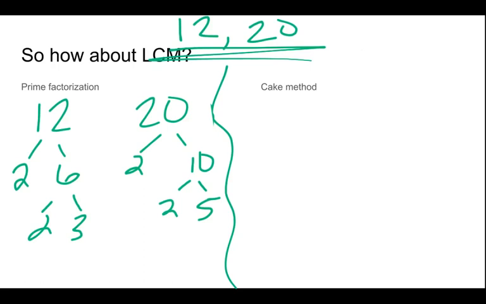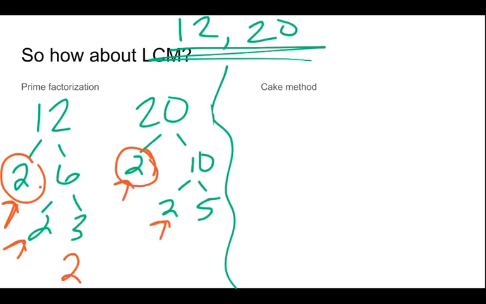Now here's the difference. I am not looking for pairs anymore. I'm looking for the numbers that appear, and I want to write them the most times they appear in a list. So I say, okay, I see a 2. There's a 2 here too. How many times does 2 appear in each list? It appears once here, and twice here. So 2 times is the most it appears. So that's what I'm going to use.